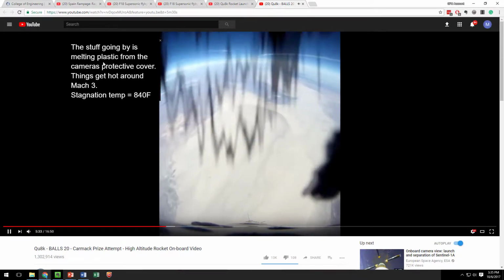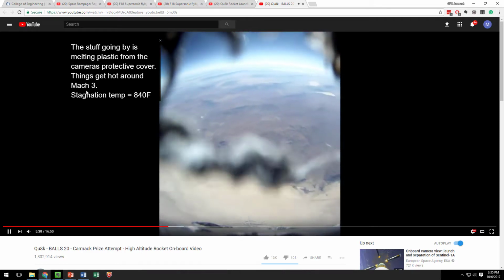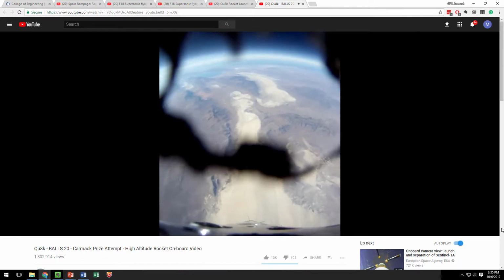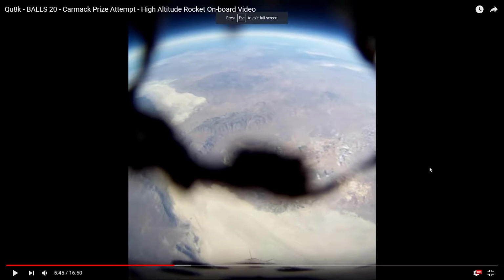See, the stuff going by is melting plastic from the plastic camera's protective cover. Things get hot around Mach 3. Stagnation temperature is 804 degrees Fahrenheit. So what it's noting here is that the air temperature up at that altitude is pretty cold. We're talking below freezing. But yet the stagnation temperature, when you're going Mach 3, is 840 degrees. So it's melting the plastic cover for this camera. So let's see what the camera looks like afterward.